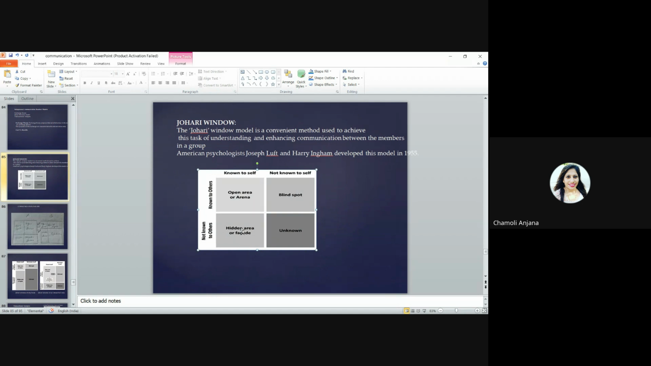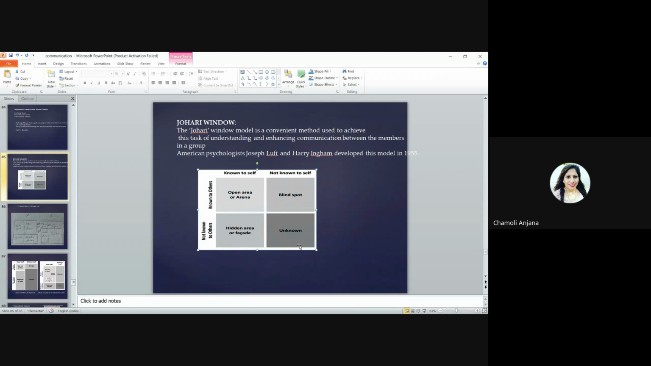Then there are certain secrets which we do not want to share with others, and we know it. Or there are some hidden past events we don't want to disclose. Those come under the hidden area, or the facade, which we are aware of, but others are not. Why are others not aware of it? Because we are not opening up to them and we are not disclosing that information to them.